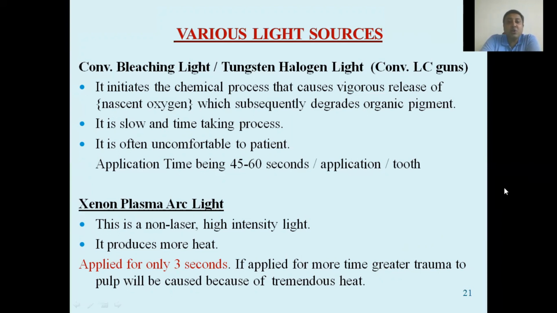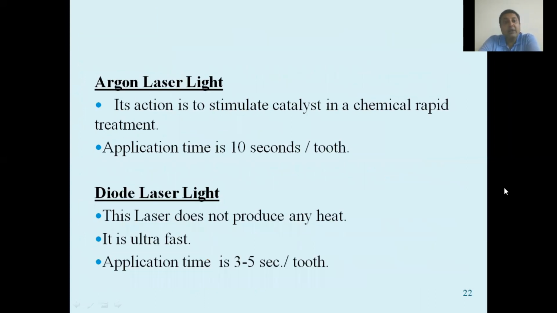Next comes the xenon plasma arc light. It is a non-laser light with a high intensity. It produces more heat. It is applied only for 3 seconds because if it is applied for more than this time period, it will generate a lot of heat that will cause pulp irritation and trauma. Next, the argon laser light. Its action is to simulate the catalyst in a chemical rapid treatment. Its application time is 10 seconds per tooth.